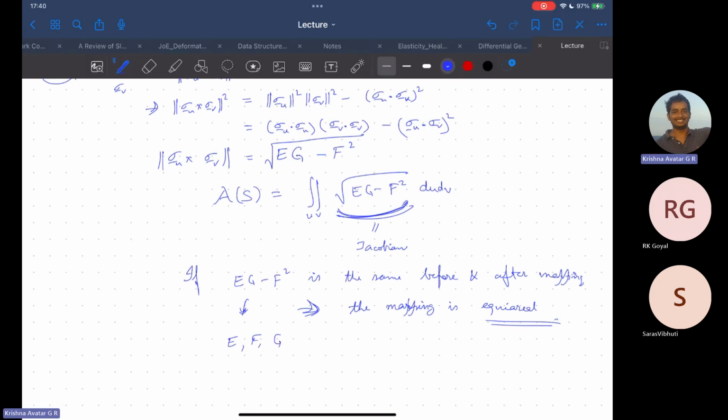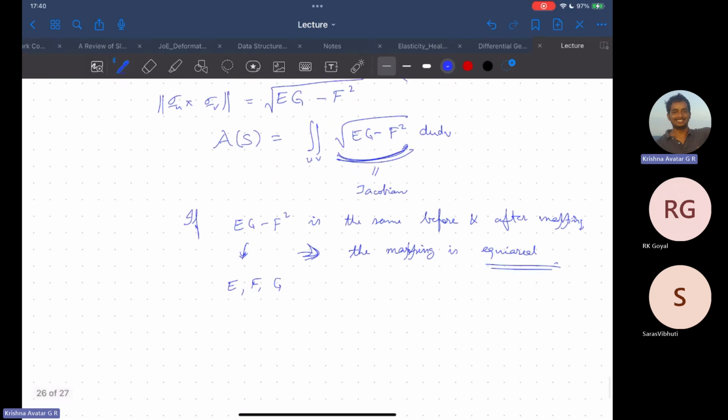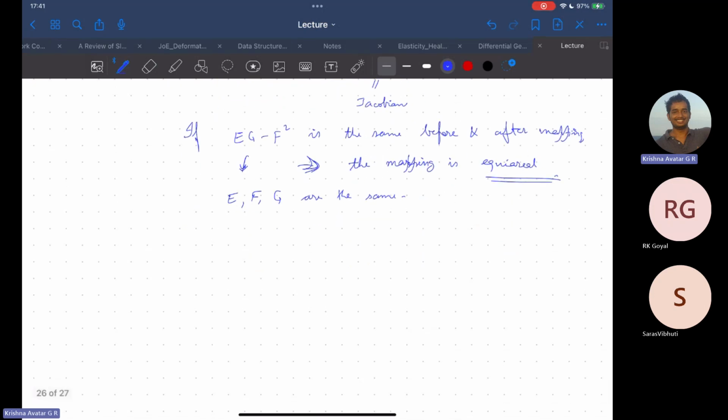But I have not explored further what happens if the combination EG minus F squared is the same but they are not individually the same. I'm not very sure about this, maybe I still need to look at it. But this is just the strong condition that they are the same. So this was the whole purpose of isometry and all.